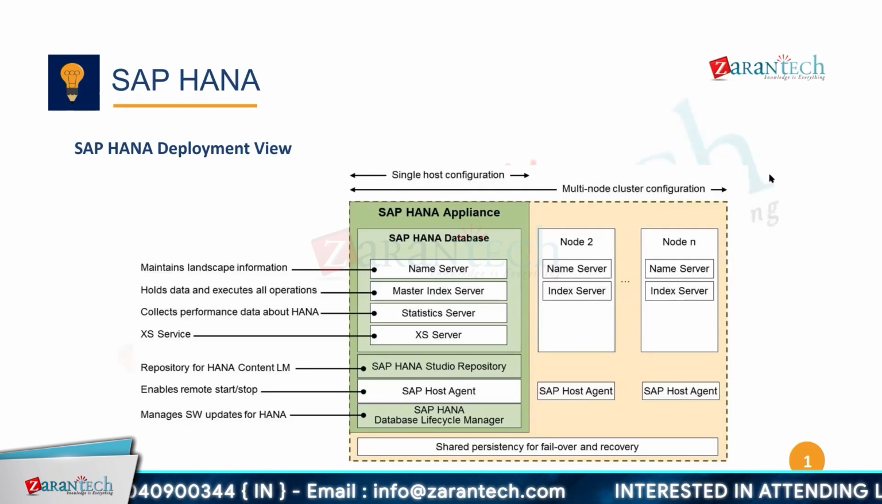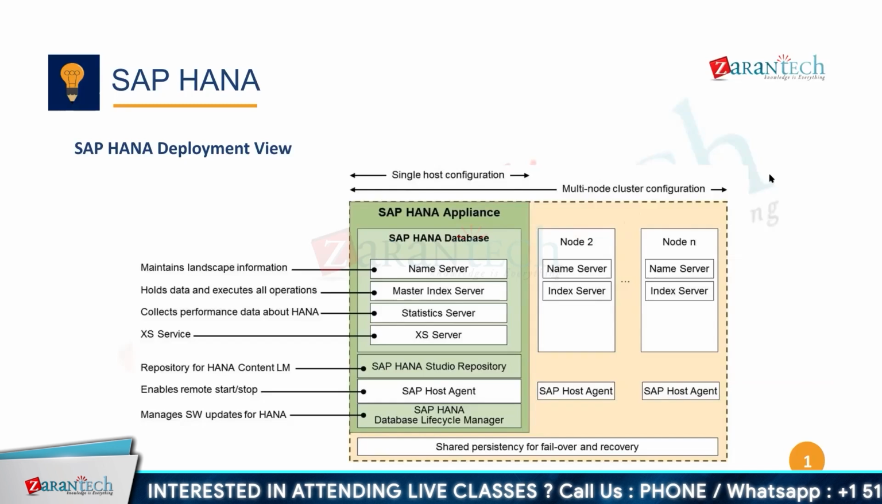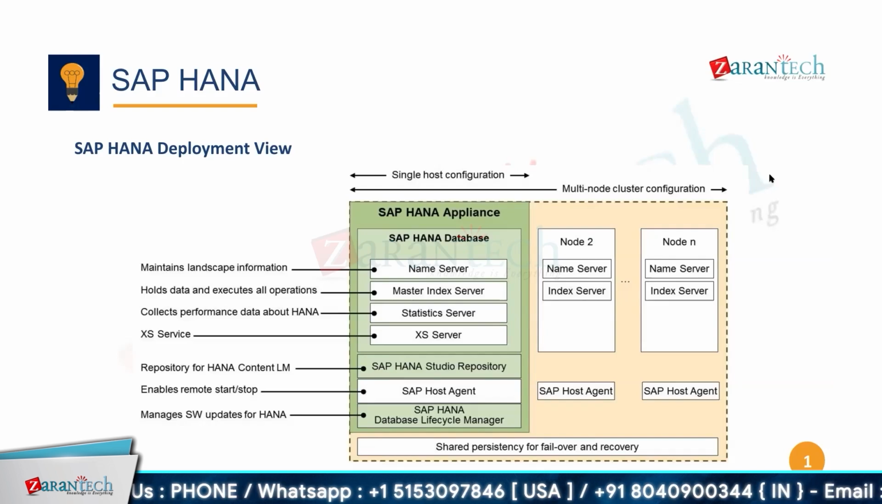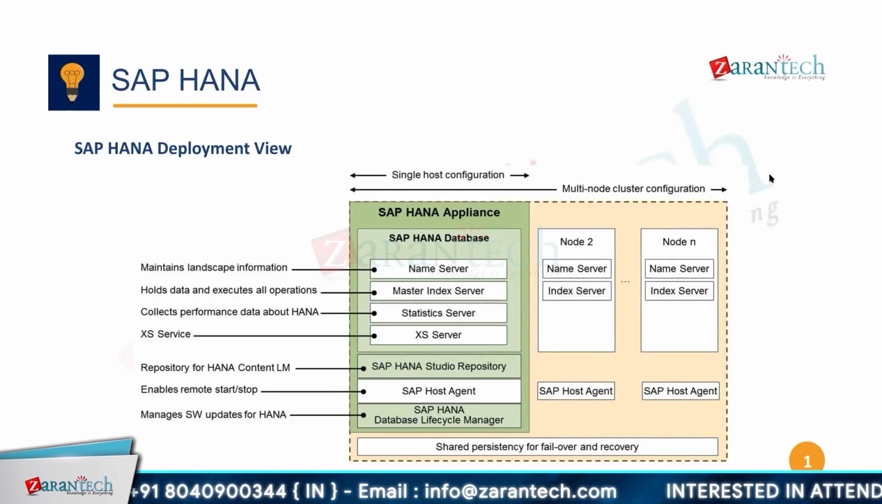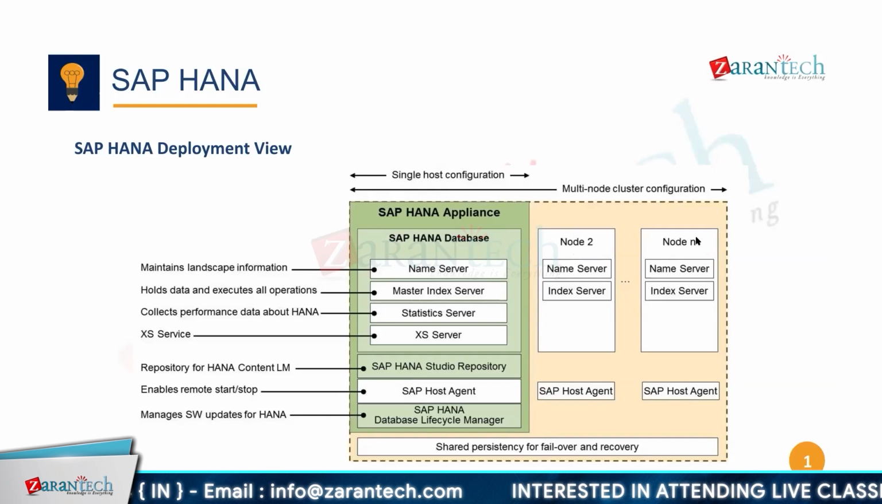So in HANA, scale out is also possible because there is a limitation for the RAM. At the moment in the market, I think the maximum RAM available is 4 TB or 8 TB. So if you need more than 8 TB of RAM, what do you do? You scale out. You put in another 8 TB server, and another 8 TB server, like that. So node 2 is defined with 8 TB, node 3 with 8, like that, n number of nodes.